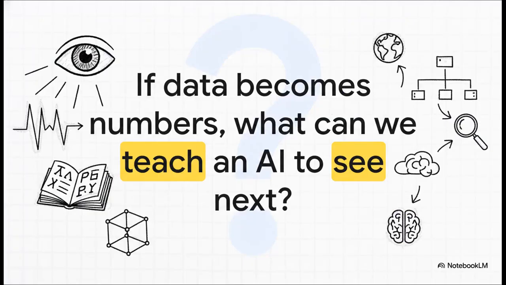And that really leaves us with a fascinating, kind of mind-bending question. If any part of our reality, what we see, what we hear, what we read, can be encoded into a tensor, what does that mean for the future? What new patterns could we teach an AI to see? What problems that we once thought were impossible are now suddenly within our reach? It really makes you think.